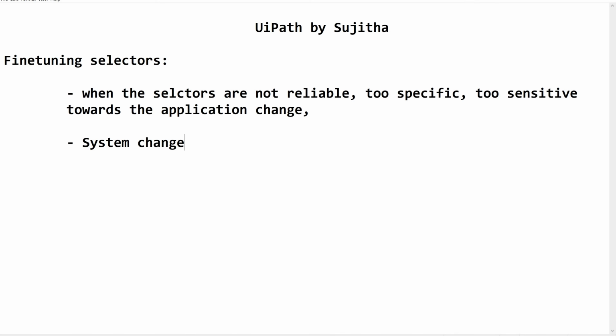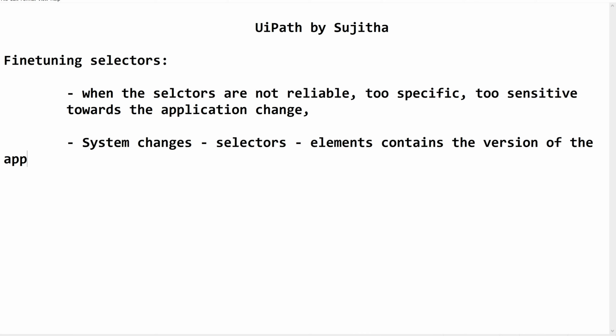When there are system changes, it will directly impact the selectors, because a few elements contain the version of the application too, right? Or the elements contain another element which may change according to the application. In such scenarios also, fine tuning is very much needed, right?